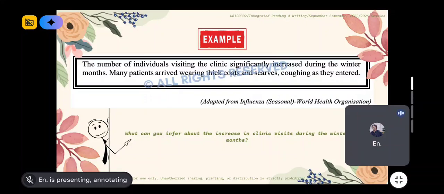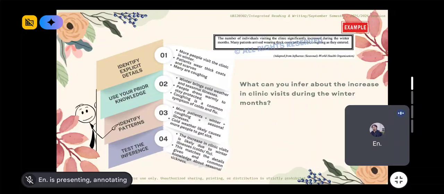Okay, I know that winter is not something that we experience here in Malaysia, but based on our prior knowledge, the movies that we have watched, the documentaries that we have watched, any articles that we have read before, we know that when it comes to winter, it is cold. And based on the situation, more people visit the clinic in winter. Patients wear thick coats and scarves, many are coughing. So these are the explicit details. Explicit meaning clear details that are written.